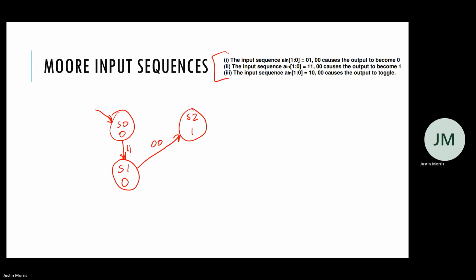Yeah, so here, let me change to laser pointer. I'm in S0. I see the input 1, 1, right? So now I'm still outputting 0, but now I'm prepared to toggle the output. And if I see 0, 0, I go to S2, and then my output gets toggled when I'm in S2. So first 1, 1, then 0, 0.